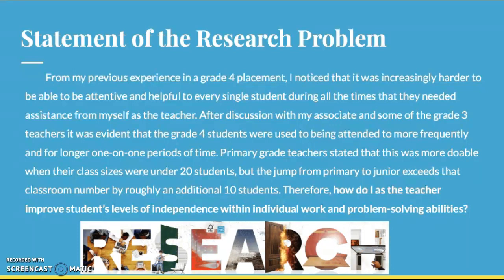Primary grade teachers stated that this was more doable when the class sizes were under 20 students, but the jump from primary to junior exceeds that classroom number by roughly an additional 10 students. Therefore, how do I, as the teacher, improve students' levels of independence within individual work and problem-solving abilities?